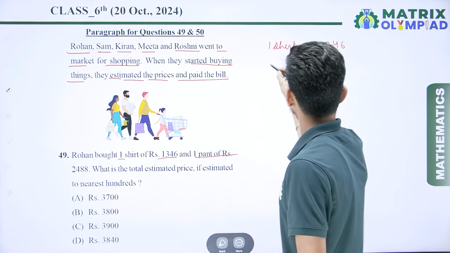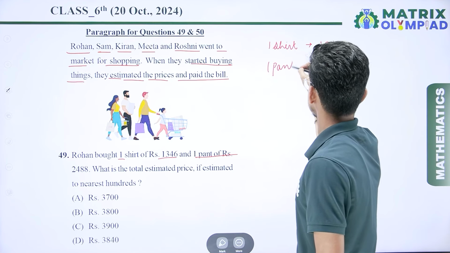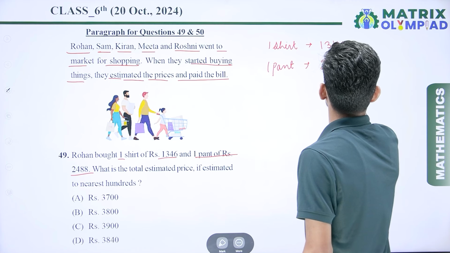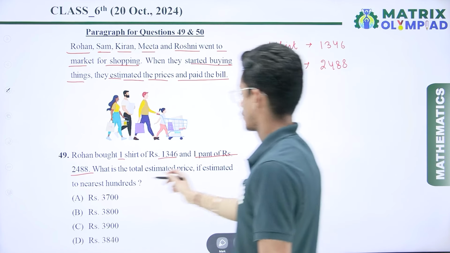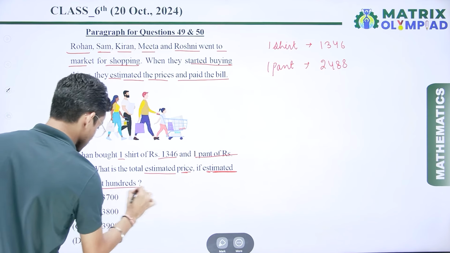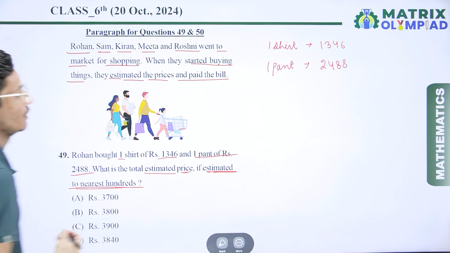For one paint, the price will be 2488. So what is the total estimated price, estimated to the nearest 100? So here we have to estimate to the nearest 100.